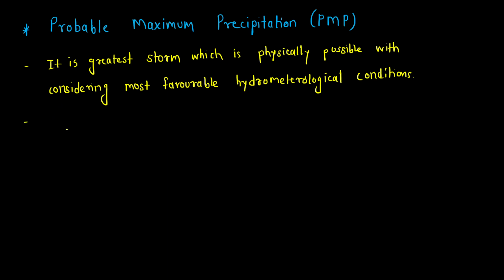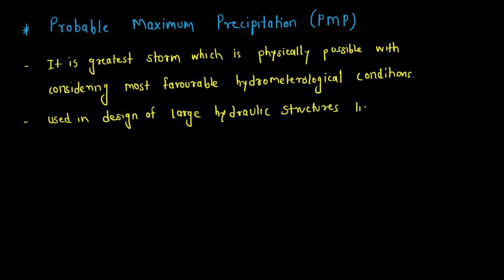Now where it is used? So it is used in design of large hydraulic structures, like spillways. Okay. Now, so this is the probable maximum precipitation.